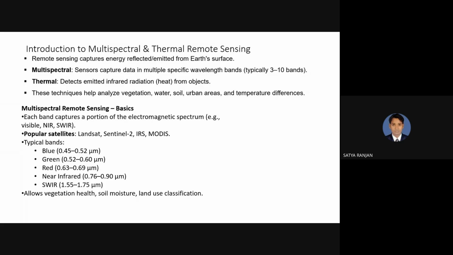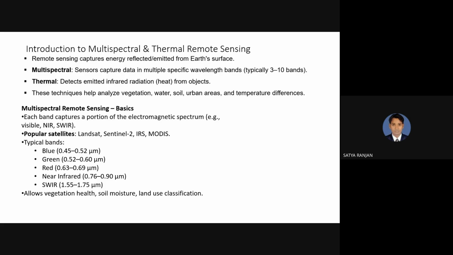So typically it has 3 to 10 bands. So minimum 3 bands required, or more than 5, 6, 7 bands can be possible. Then thermal band, it detects emitted infrared radiation from objects. So what is emitted infrared radiation and what is reflected radiation? We will discuss later during the thermal remote sensing topic.